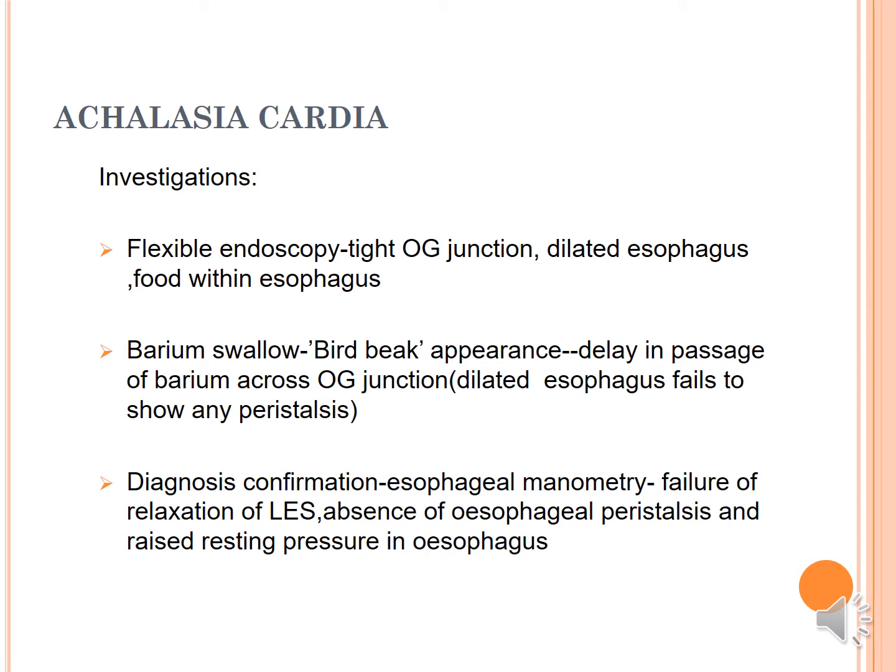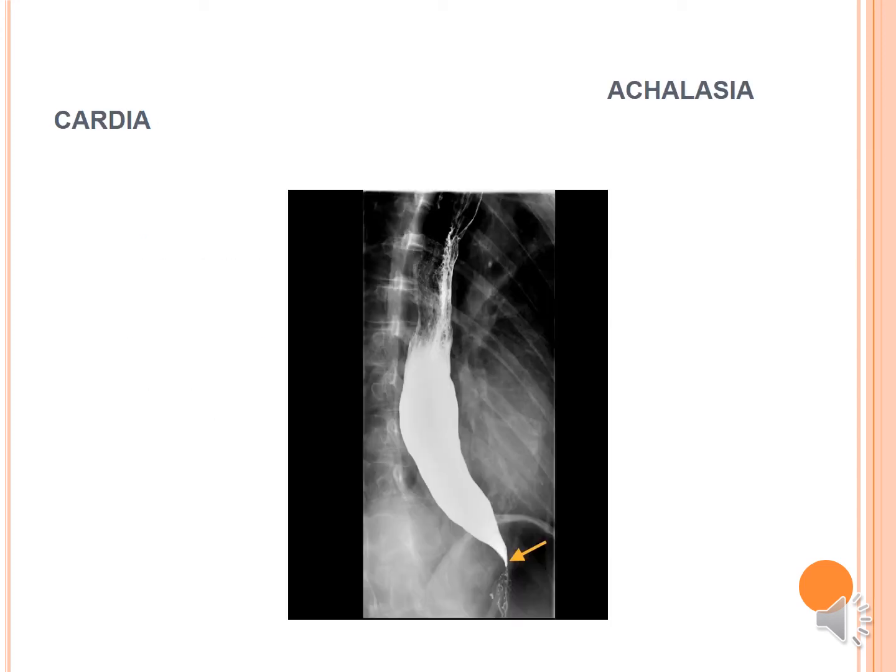Investigations: we can go ahead with the flexible endoscopy, barium swallow, and then diagnosis confirmation by esophageal manometry, where you can find the failure of relaxation of the lower esophageal sphincter, absence of esophageal peristalsis, and raised resting pressure in the esophagus. This is what you see in an esophageal barium swallow, where there will be constriction in the lower esophageal sphincter, which leads to the dilatation of the esophagus.